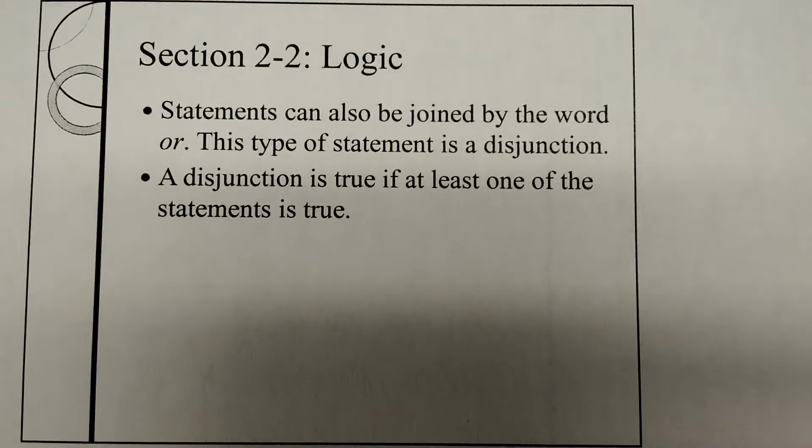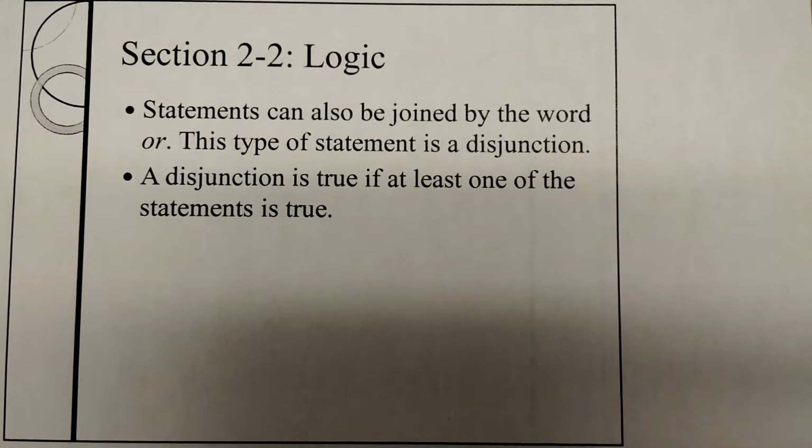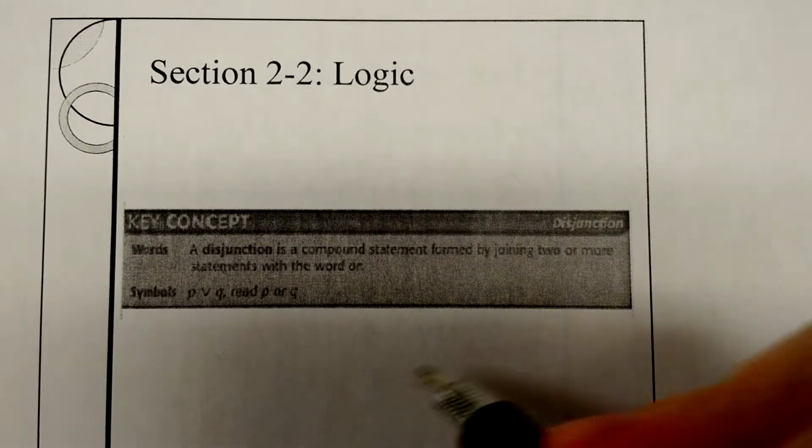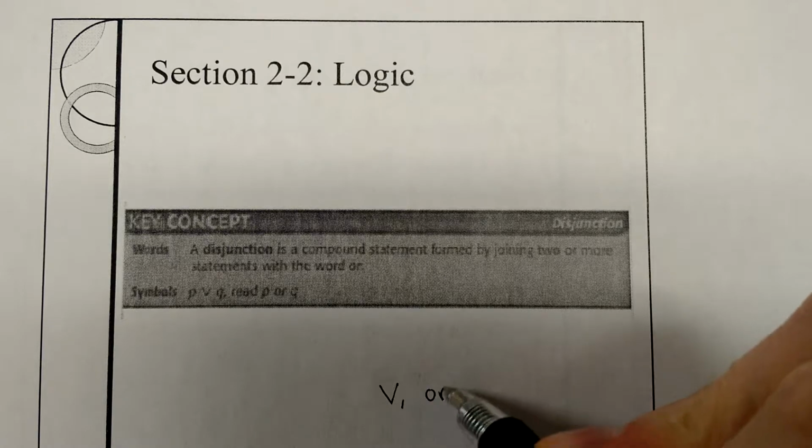The other way you can join things is with an or. This is called a disjunction. Disjunctions are true if at least one of the statements is true. It's represented by a downward pointing arrow or the word or.